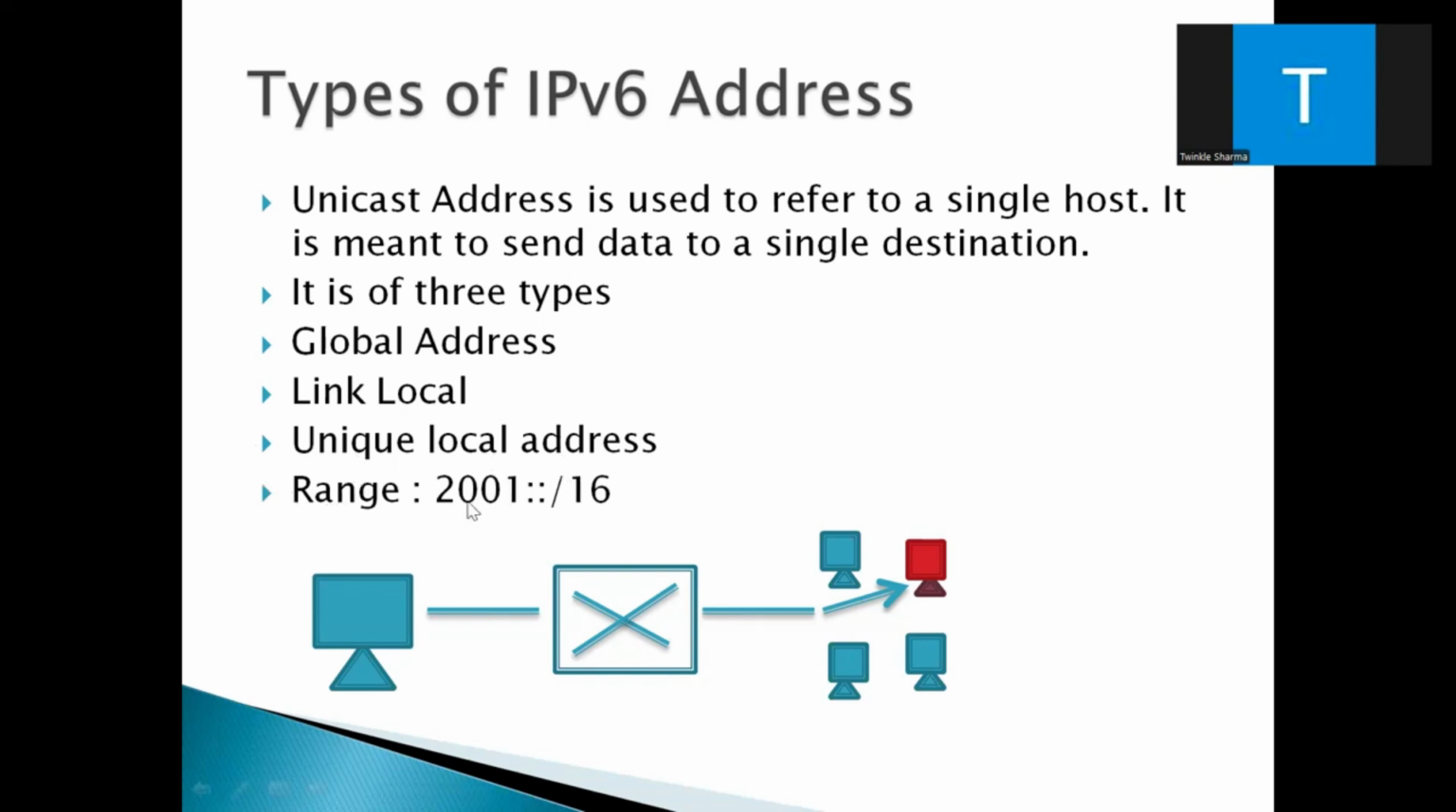The range of unicast address is 2001::/16. Here we are sending the data to a single destination. You can see in the picture, very easy to understand, here from the router.